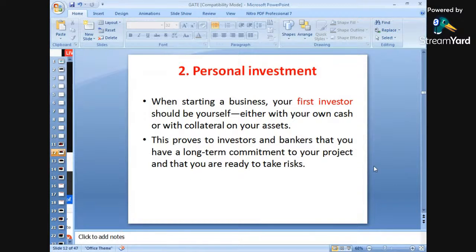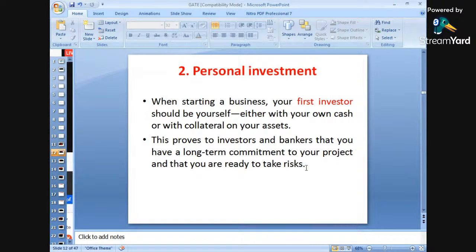If we are investing some amount, that means we are willing to take some risk. That means the risk will also be borne, the long-term commitment will be there, and we are ready to carry out the particular type of work, and we are ready to take the profit as well as loss, because both things will be taken care of.